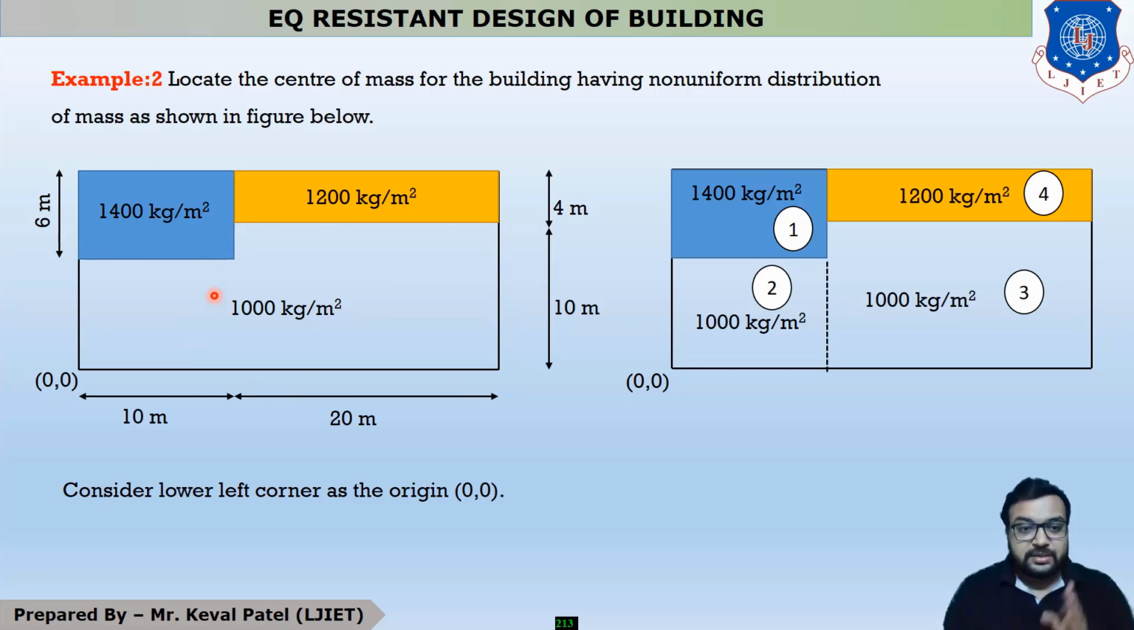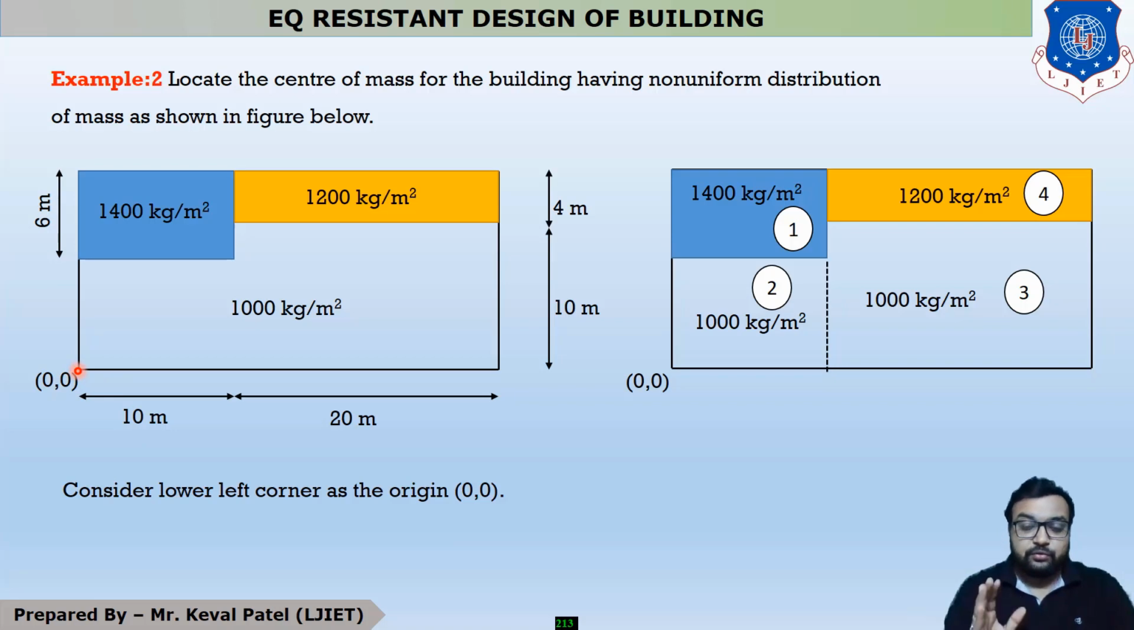So you have to cut this portion like this, or you can also cut it like this, but we cut this portion into a vertical portion. So this is your part number 1, this is part number 2, this is part number 3, and this is part number 4. And as we have discussed in mechanics of solids, consider the lower left corner as the origin. So this is your origin, meaning this is 0, 0.